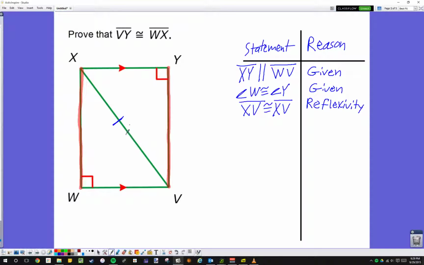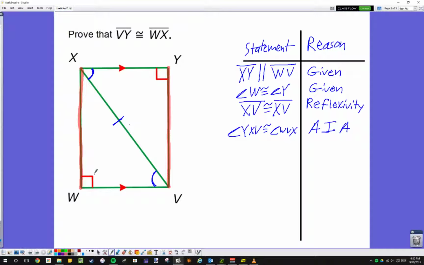Okay. Next, what else can we do? Well, we know that these are parallel lines, so we want to use that somehow. I do know that alternate interior angles, we've got parallel lines with the transversal. Alternate interior angles are congruent. So I can actually say that angle YXV is congruent to angle WVX. And I know that because they are alternate interior angles.